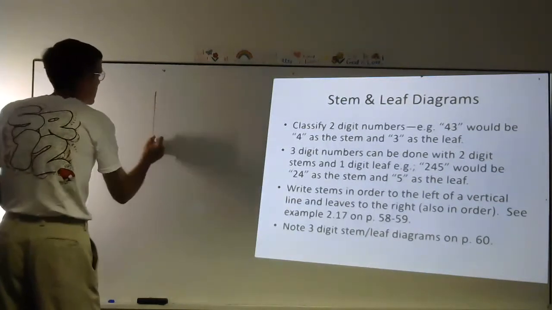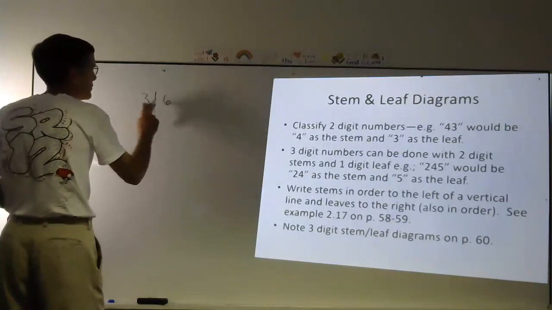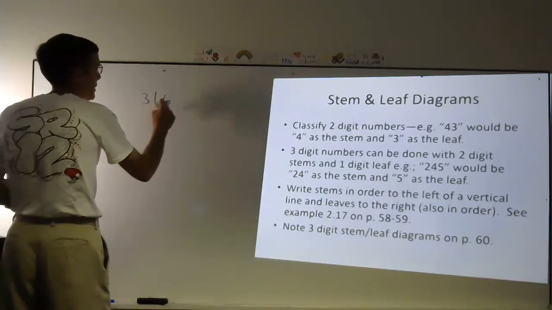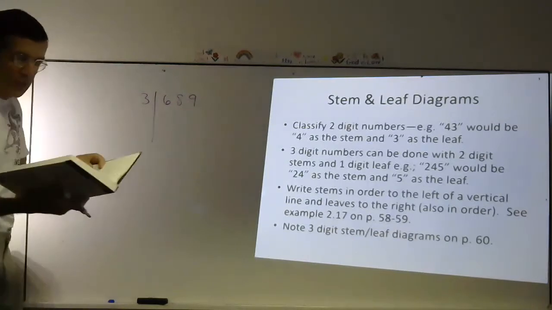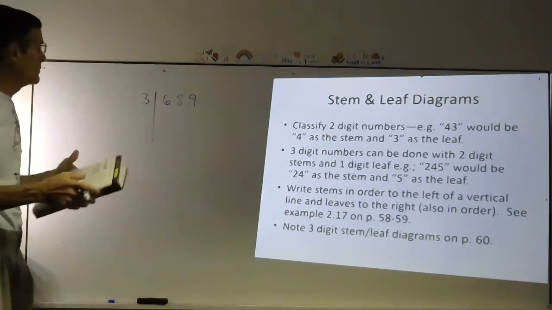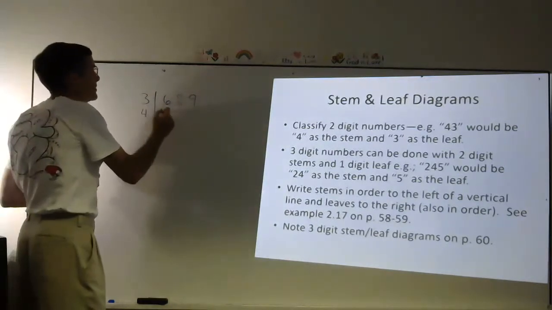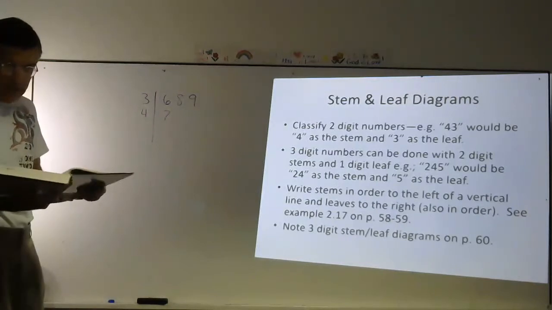We draw a vertical line, we put a 3. Then the 6 over here, this is the number 36. Put an 8, that's the number 38, and put a 9, that's the number 39. I think there's only one with a 4 on it. 47 would be 4 and 7, right? Very quick, easy way of doing it.